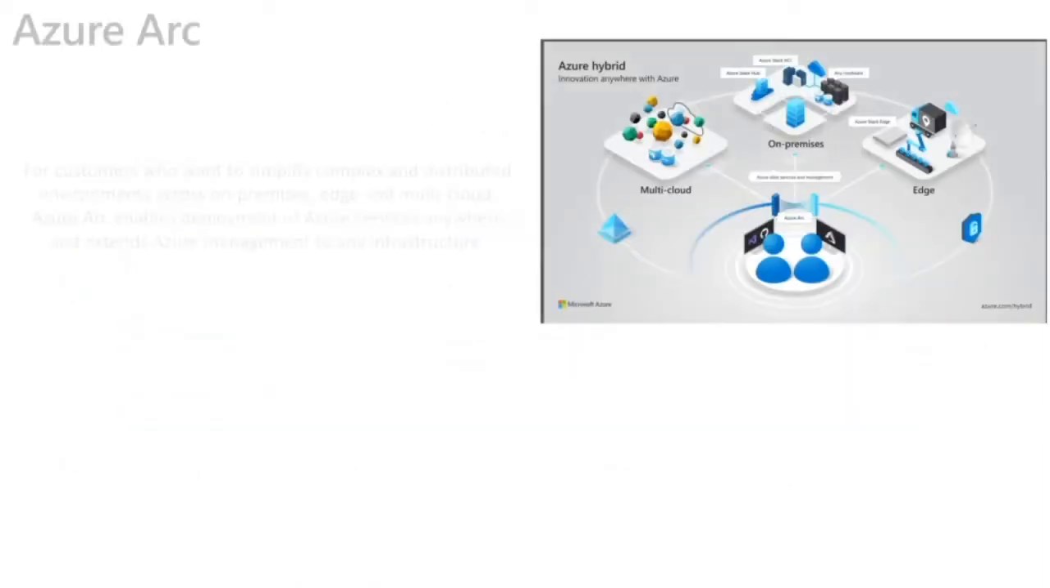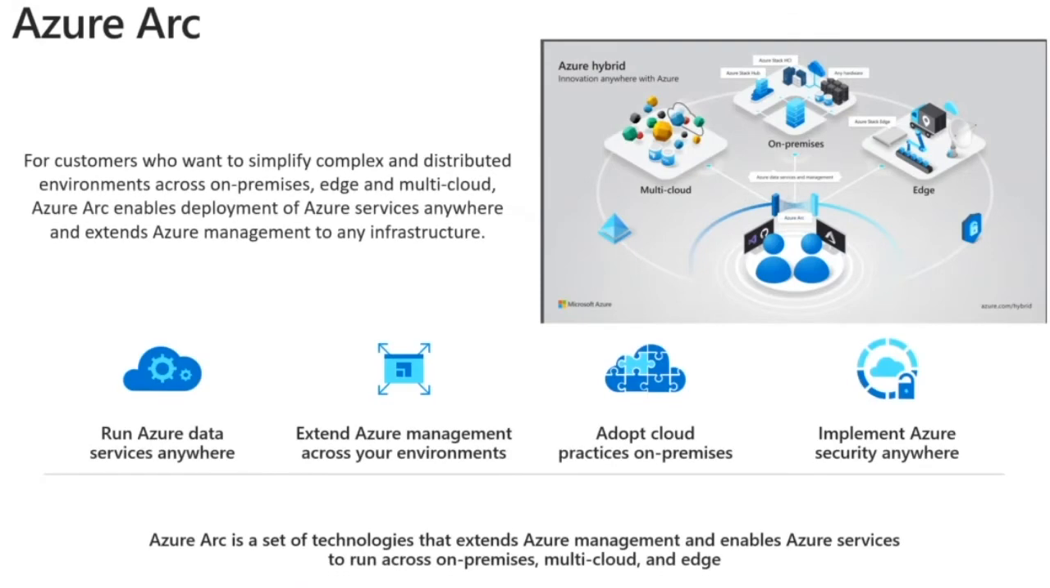One technology which is very revolutionary from Microsoft is Azure Arc. This was announced only last year. It is for customers who want to simplify their complex and distributed environment across on-premise, edge, and multi-cloud, and it makes Azure service deployment and management a centralized thing. So you can run, for example, your Azure SQL services on-premise and then manage them through the cloud, or you can run them as a container on the edge, and you can connect to the Azure Hub or Azure HCI.